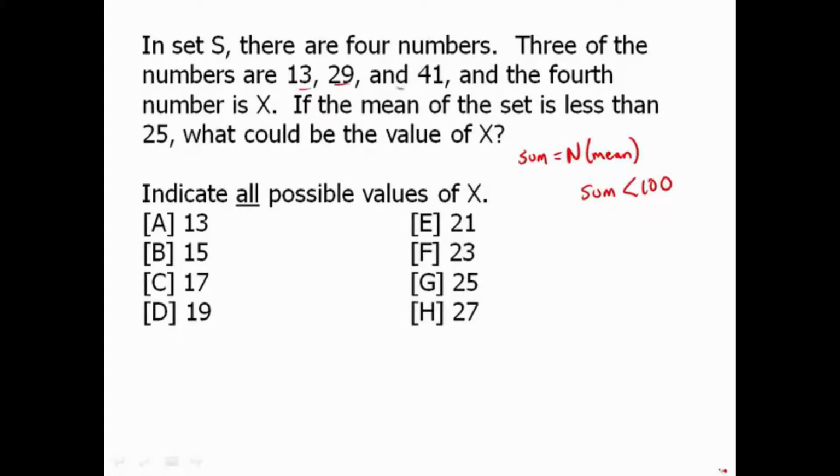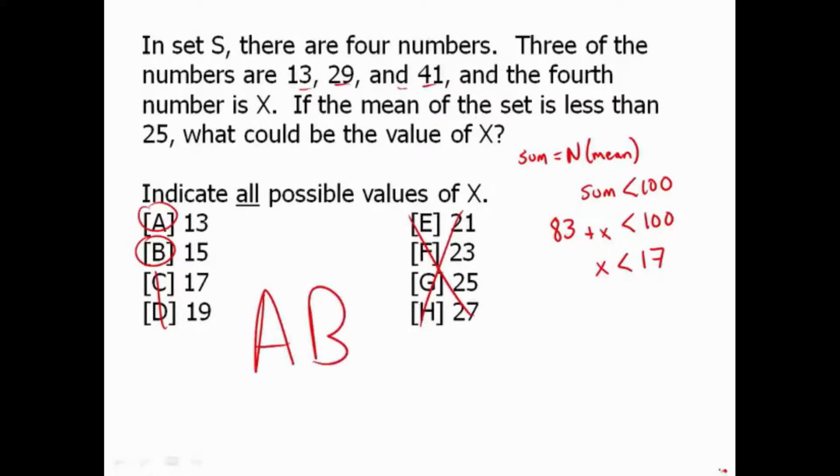Well, we can add these 3 up. 29 plus 41 is 70, plus 13 is 83. So 83 plus x has to be less than 100. Well, we can actually solve directly here. x has to be less than 17. And so the only 2 values that work are A and B. None of the other values work. A and B, that's the answer.